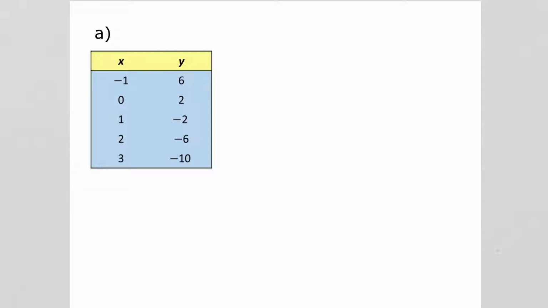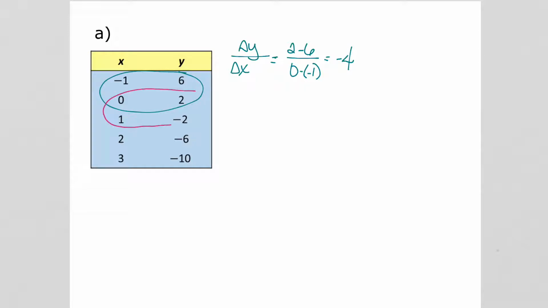Basically, what we need to do is find the rate of change with these points. So we've got the points -1,6 and 0,2, and we're going to find the change in the y over the change in the x, or basically the slope between those 2 points. We'd subtract our y's, 2 minus 6, over subtract the x's, 0 minus -1, and we get -4. You'll see why we're doing this in just a minute. So first we started with these 2 points. Now we're going to go with the next pair. So -2 minus 2 over 1 minus 0 is -4.